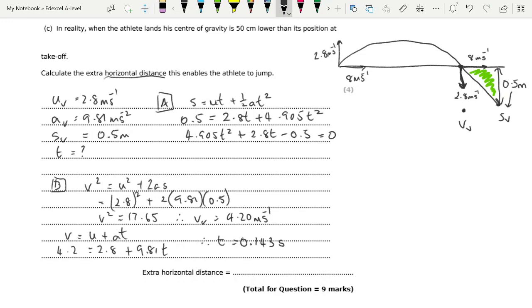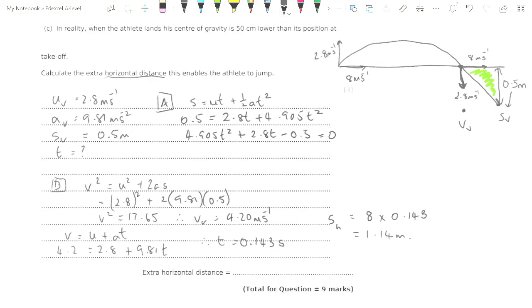We want the horizontal distance, and as ever, our horizontal distance is going to be our horizontal speed times this time. So our extra horizontal distance is 8 meters per second times 0.143, giving us 1.14 meters. This is exactly the reason why long jumpers jump the way they do. They take off and then they pull their body up so they've got extra distance to fall.